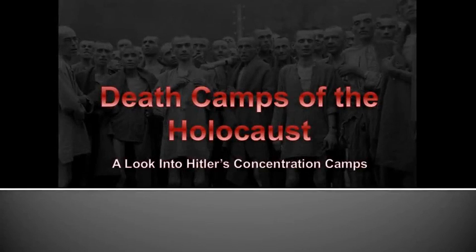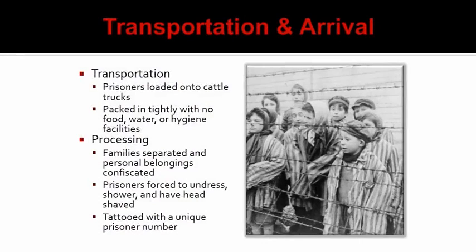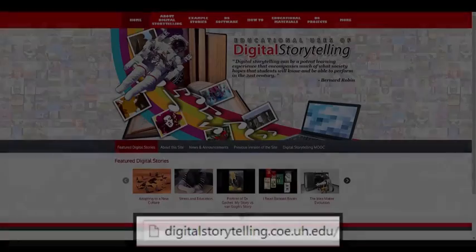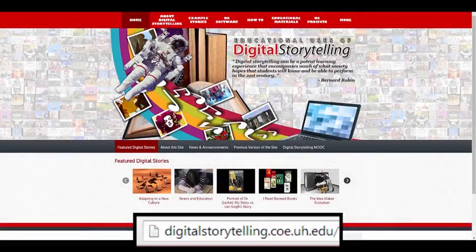This PowerPoint presentation explores the concentration camps used during the Holocaust. In addition to exploring the types of camps, information regarding camp conditions and daily life is explored. If you would like to explore these educational materials in more detail, they can be viewed on the Educational Uses of Digital Storytelling website under the digital story that appears on the screen.